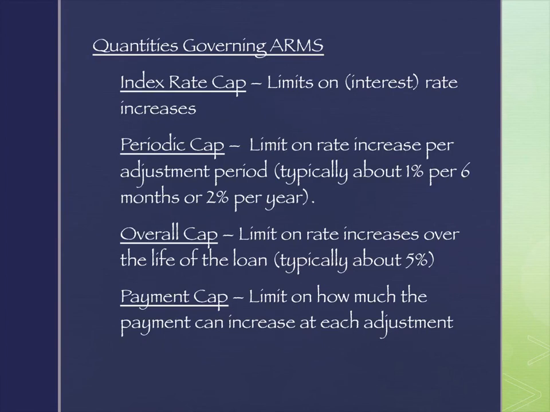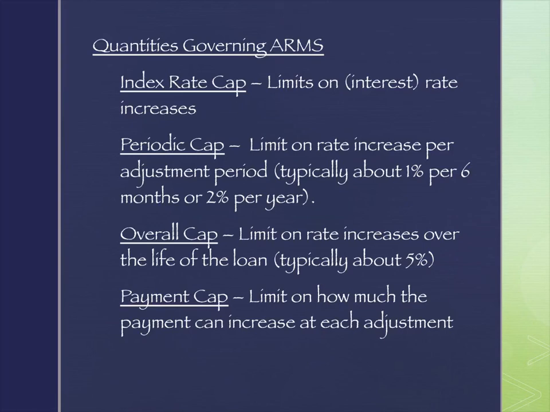A few more. Index rate cap: this is the limit on the interest rate increases. So it might have a limit where it says it can only go up 1% every year. Right? That's what that's talking about. Periodic cap: a limit on the rate increases per adjustment period. Oh, this is what I meant, I'm sorry. The cap is the actual amount that it would go up, and this is per time frame period. The first one is the total. So about 1% every 6 months or 2% per year. The overall cap is the limit that the rate can increase over the entire life of the loan. There's a cap given to those, typically about 5%.